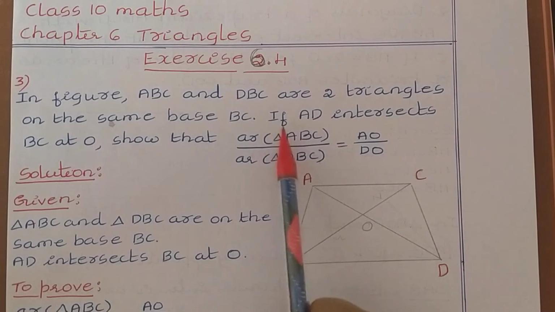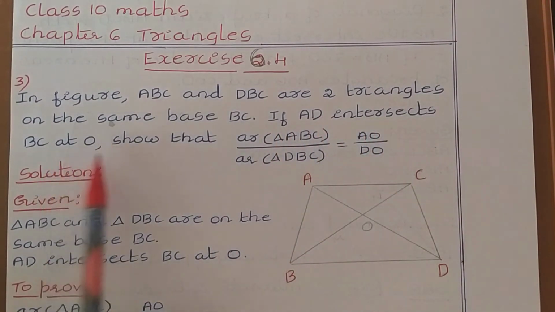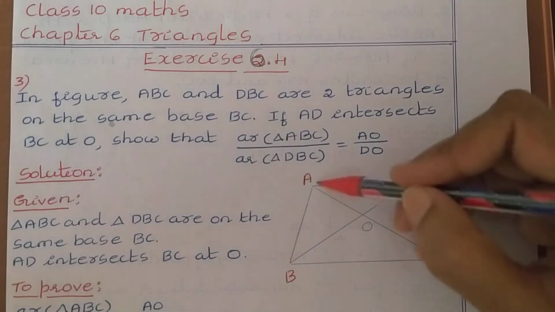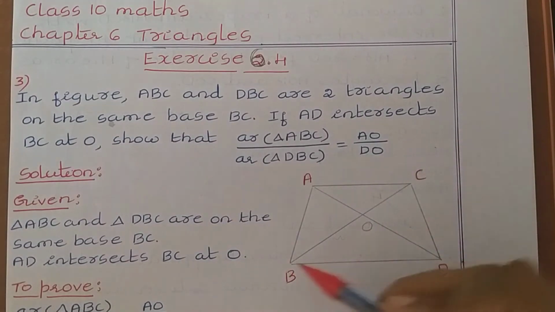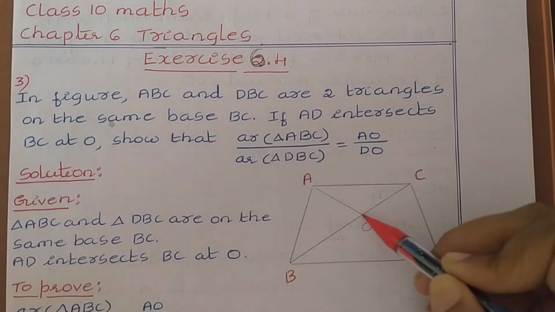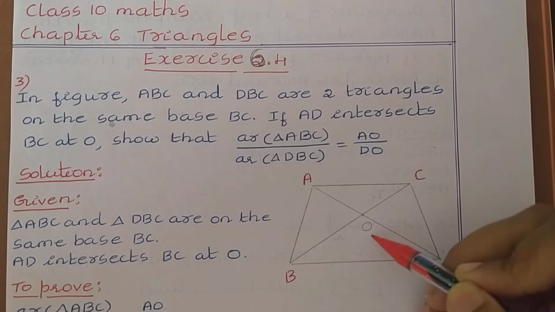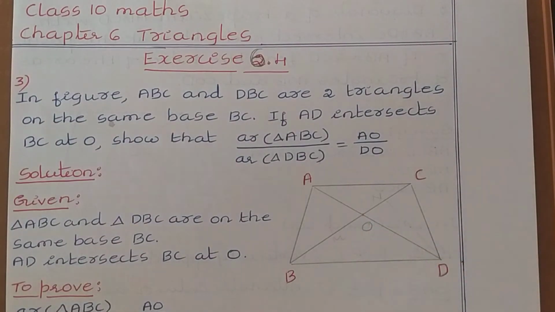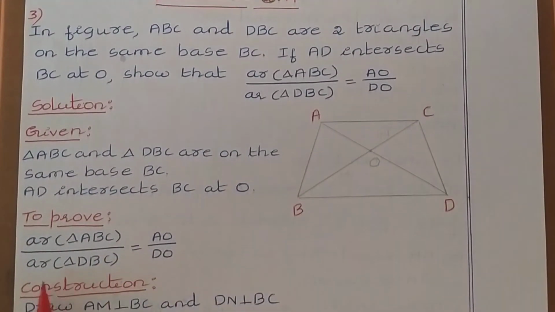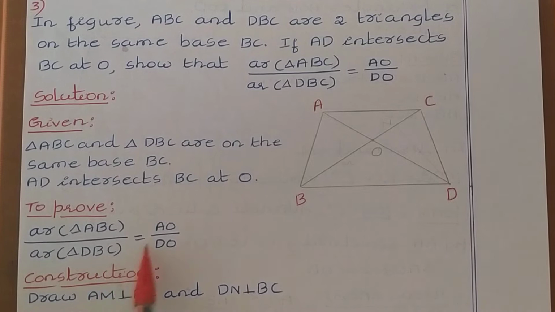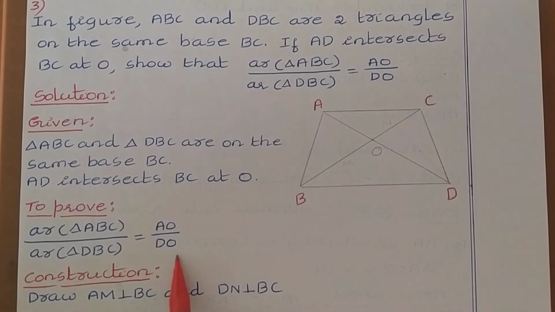Also, they have given if AD intersects BC at O. Here we have AD, this diagonal intersects BC diagonal at one point, and that point is O. That is given to us. So I am writing in the given step as AD intersects BC at O. This is the given data. Next, what we have to prove? We have to prove this one. Area of triangle ABC divided by area of triangle DBC is equal to AO divided by DO.